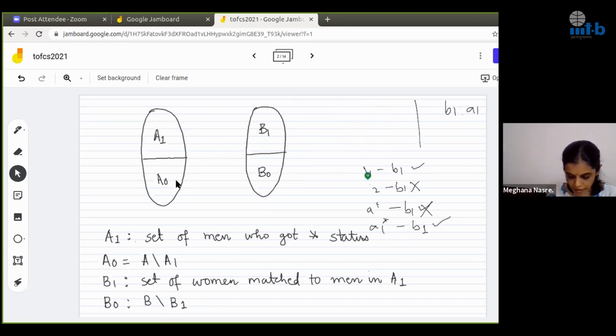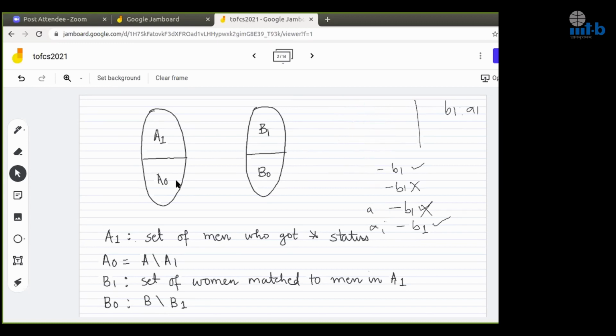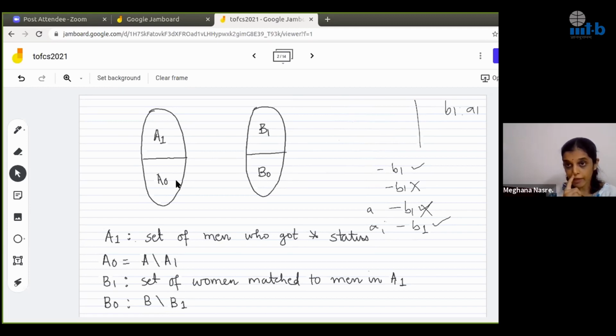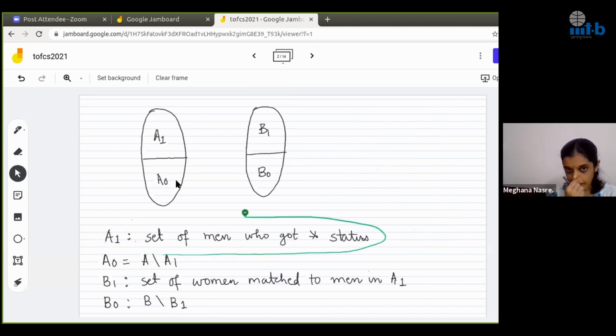Okay, so now what we understand is that we have the set of men, and we have divided them. We have called the men who got increased priority as being in the set A1, and the men who did not get the increased priority A0. So what I want to ask is, where are the unmatched men? There may be some unmatched men at the end of the algorithm. Where will they lie between these partitions? Any idea, any thought?